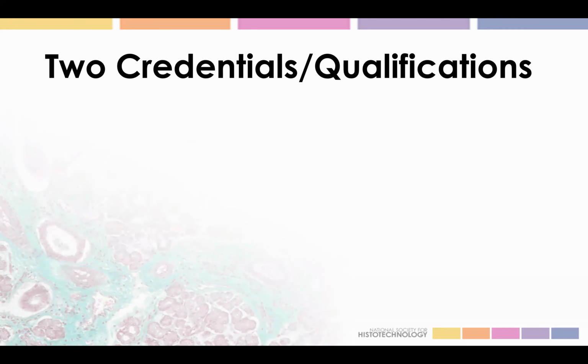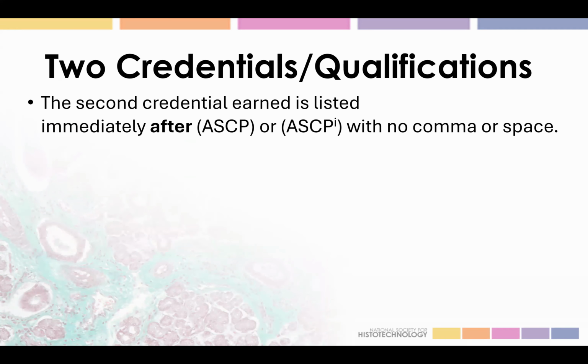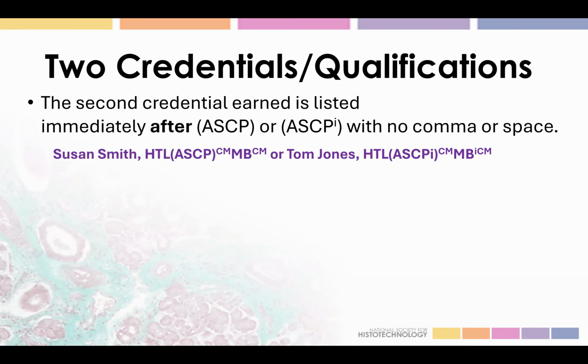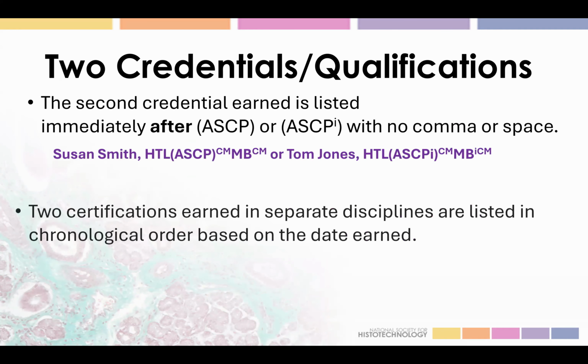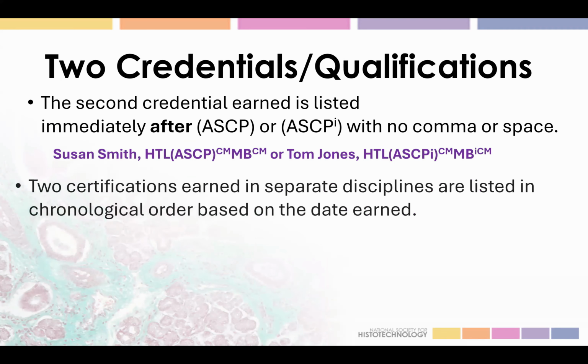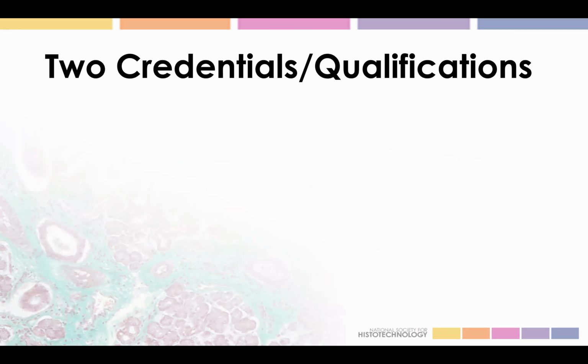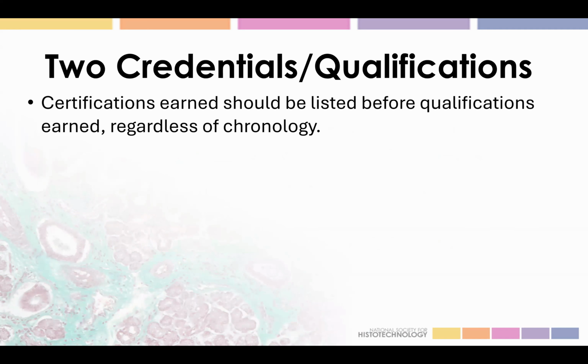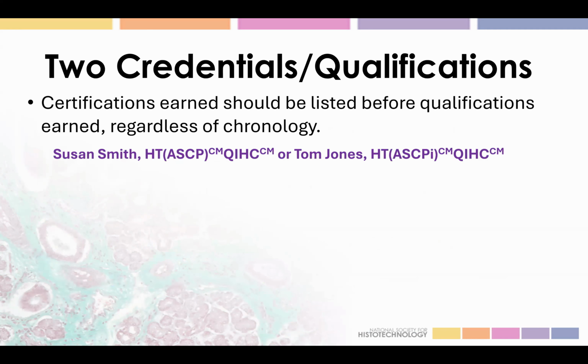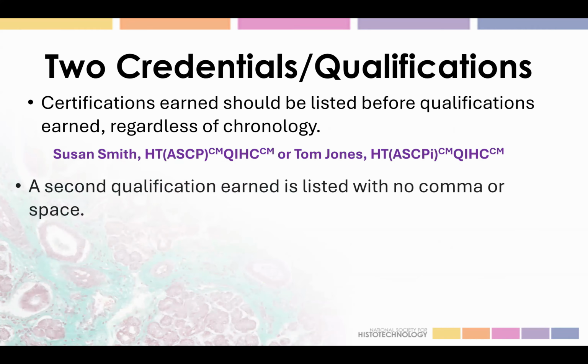If you have two credentials or qualifications, the second credential earned is listed immediately after ASCP with no comma or space. See here some examples. If you have two certifications earned in separate disciplines, they're listed in chronological order based on the date earned. You can see Susan Smith and Tom Jones examples here. The other thing to note is that certifications earned should be listed before qualifications that are earned, regardless of chronology. A second qualification earned is listed with no comma or space.